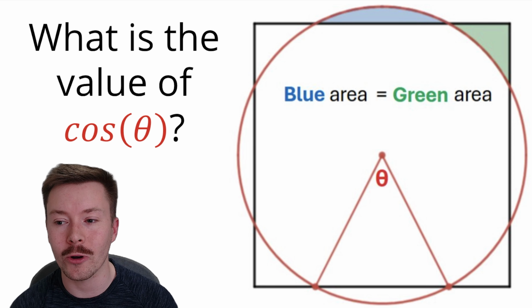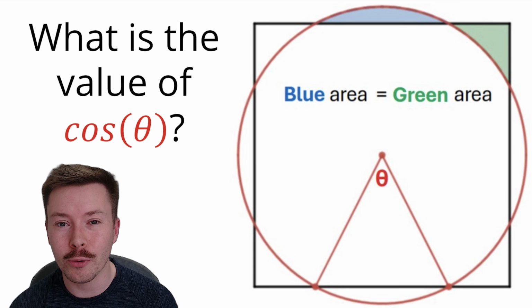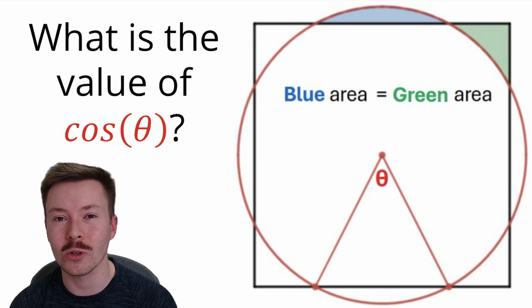Now the blue area is equal to the green area that you can see on the diagram there, and the problem is to find out the value of cos theta. Can you solve this problem?